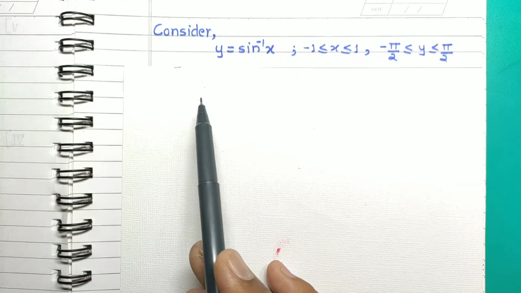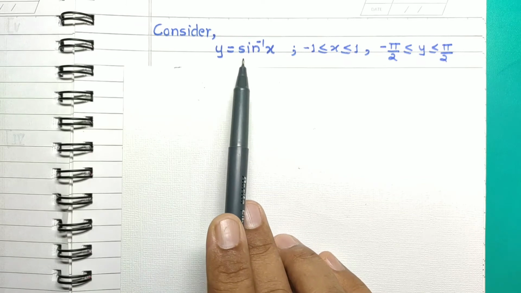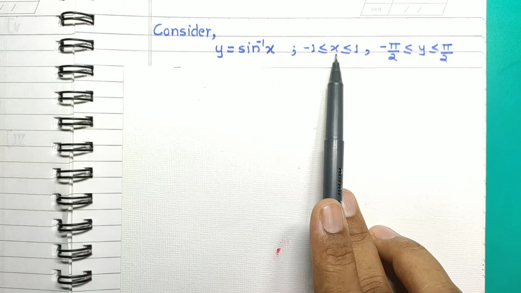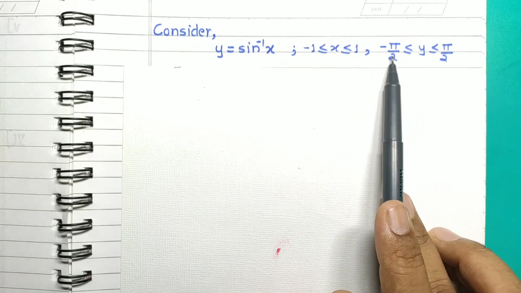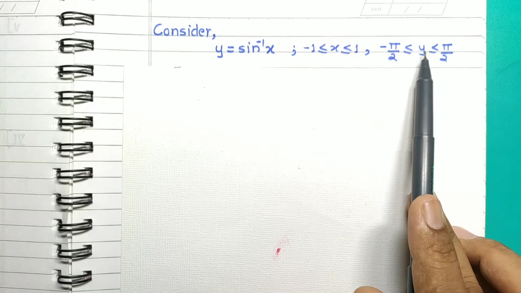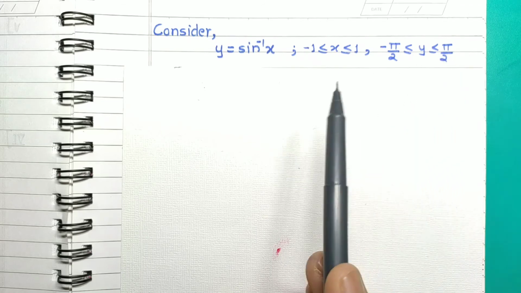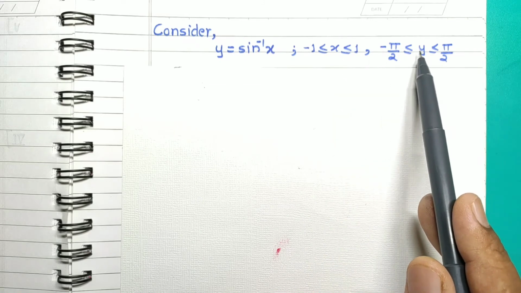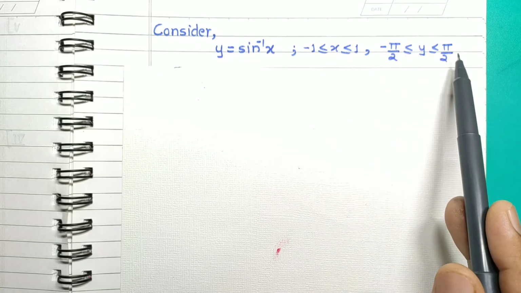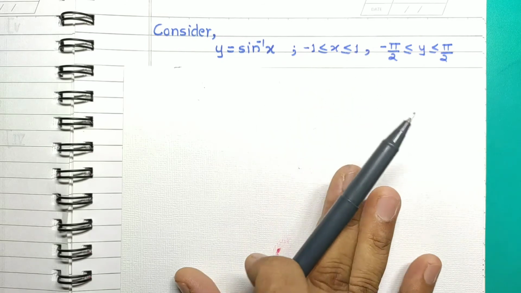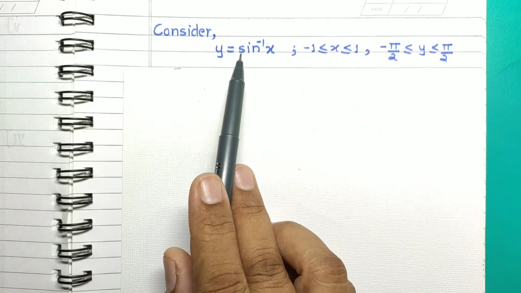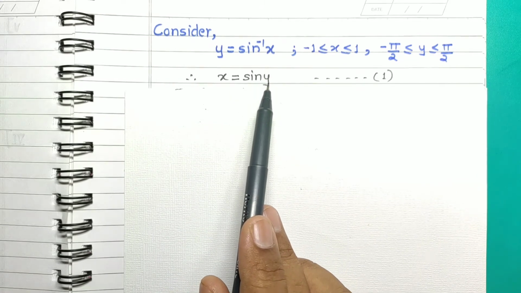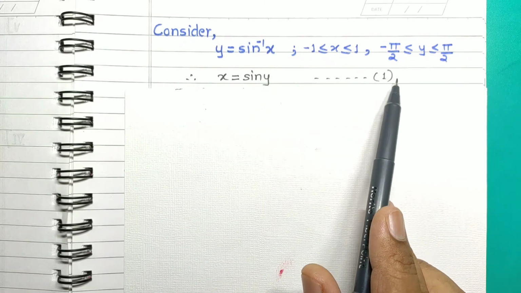Students, let's move on to next concept. For that, consider y is equal to sine inverse of x. Here, minus 1 is less than equal to x is less than equal to 1, and minus pi by 2 is less than equal to y less than equal to pi by 2. That means here x belongs to closed interval minus 1 to 1, and y belongs to closed interval minus pi by 2 to pi by 2. Okay. So, see, whenever y is equal to sine inverse of x, we can write it as x is equal to sine y. Call it as equation number 1.